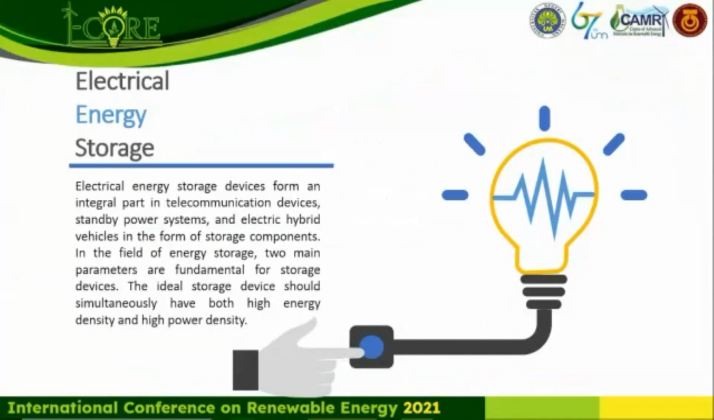Electrical energy storage devices form an integral part in power systems and electric hybrid vehicles in the form of storage components. In the field of energy storage, two main parameters are fundamental for storage devices: the energy density and the power density. The first parameter defines the amount of energy that can be stored in a given volume or weight, while the second parameter describes the speed at which energy is stored or discharged from the device. The ideal storage device should simultaneously have both high energy density and high power density.